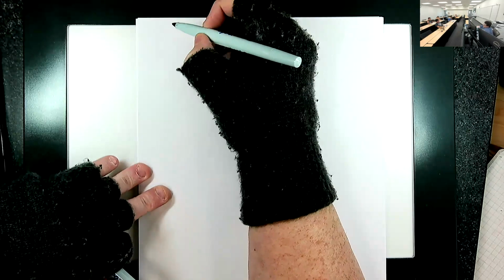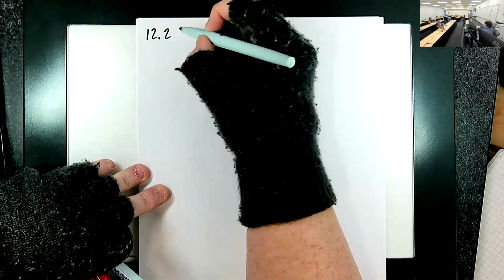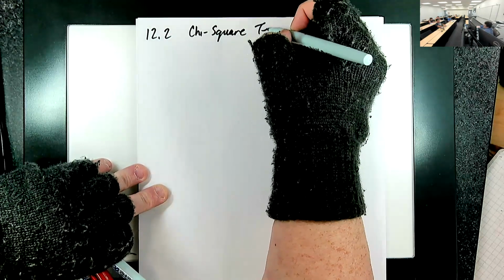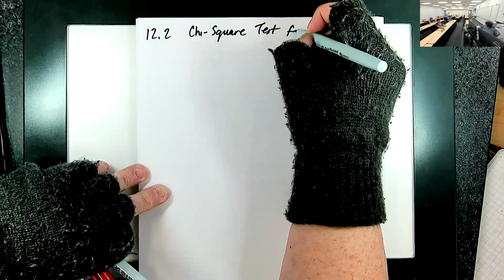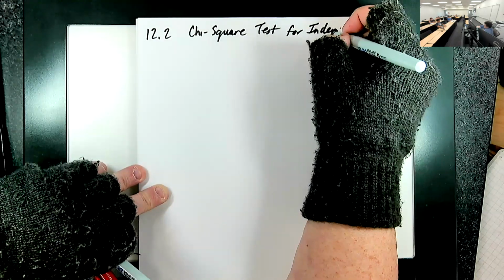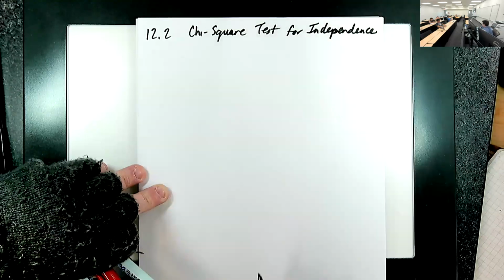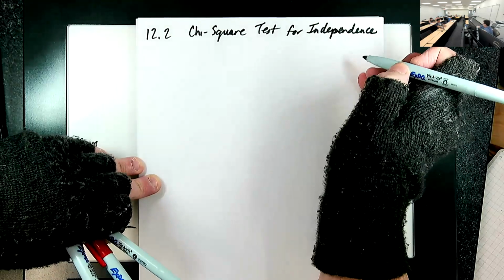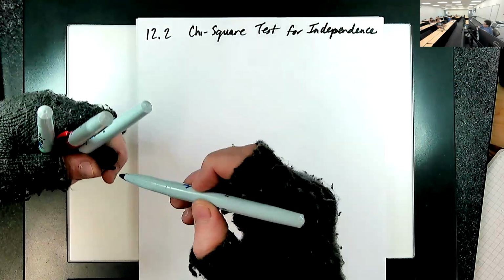Okay, so that was 12.1. That was one of the forms of proportions we do for 3 or more groups. The next one we've got is the chi-square test for independence. I really wish it had another name that was better, but this is really what it is. We're testing for independence. In fact, the name kind of helps you with H naught and HA, as you'll see in a second.